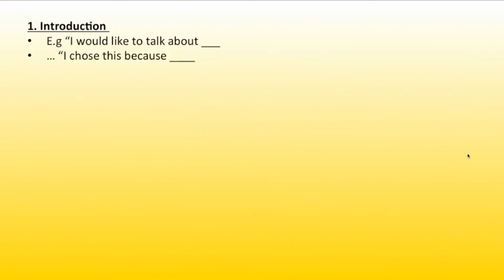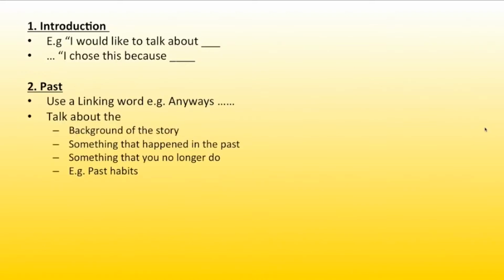So now let's look into what to say in each of these sections or under each heading. For the introduction, you can start by saying, I would like to talk about, or I chose this because, etc. For the second heading, past, you can start by using a linking word like anyways or nevertheless. In this section, talk about the background of the story or something that happened in the past or something that you no longer do. For example, talk about past habits.